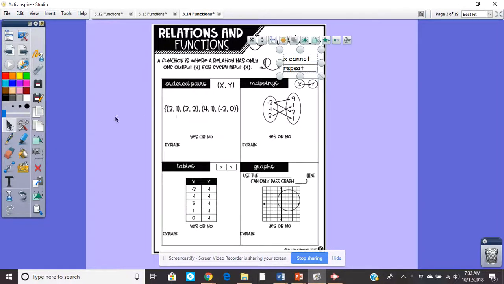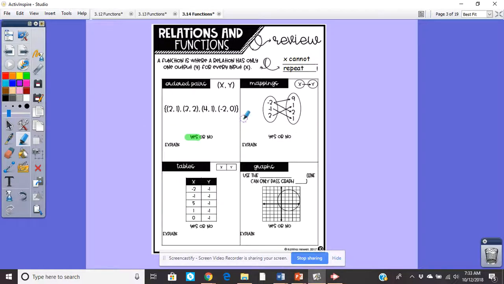All right, so let's look at ordered pairs. It says, is this a function or not? So what we want to check is, do the x's repeat? So we've got a 2, a 3, a 4, and a -2. So all of our x's are different, which means they're only paired with one y. So yes, this is a function because every x is paired with one y.